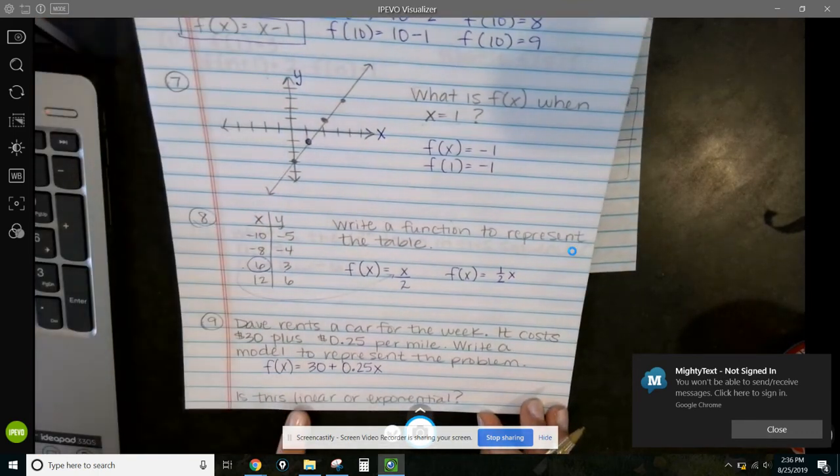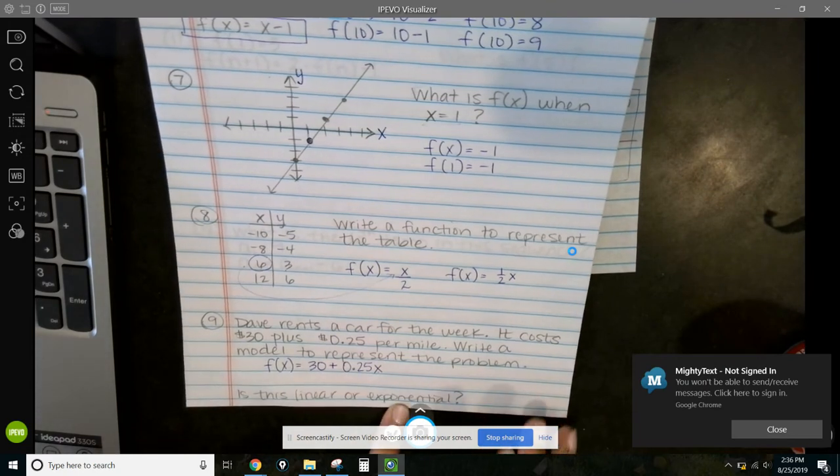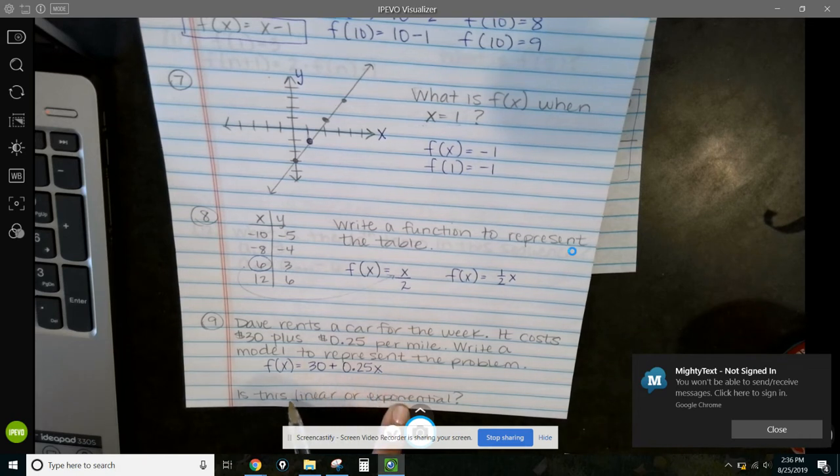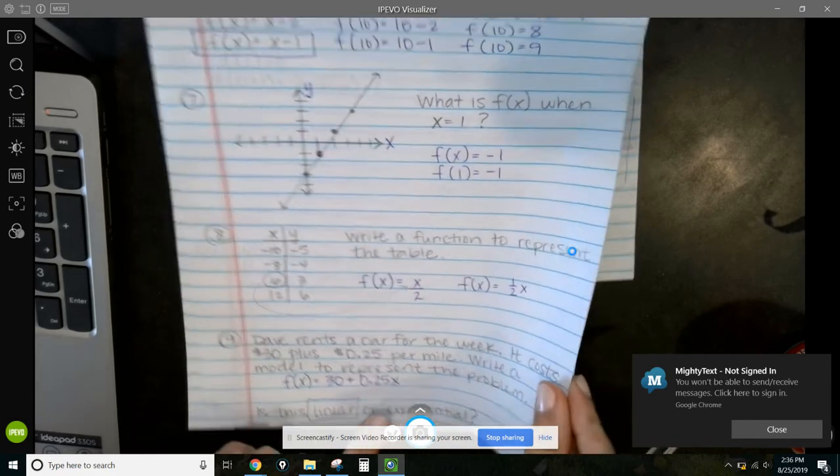And knowing if this is linear or exponential, they will ask you this on the exam. A linear model has just a variable like this. An exponential model would have a variable with an exponent, like x to the second power, or x to the third power, or x to the fourth power. So this model is linear because there are not any exponents. All right, next page.